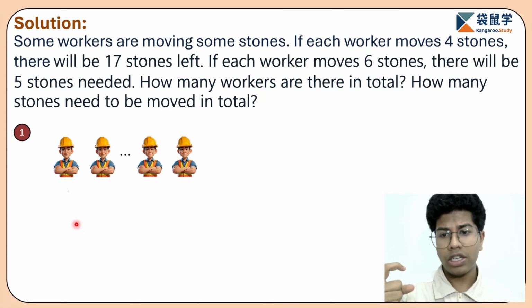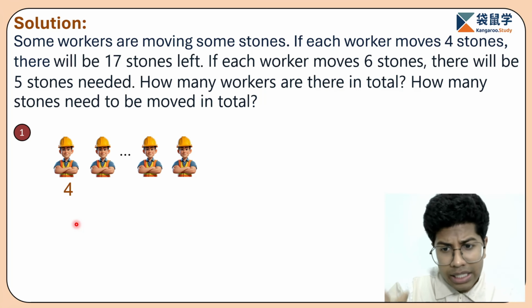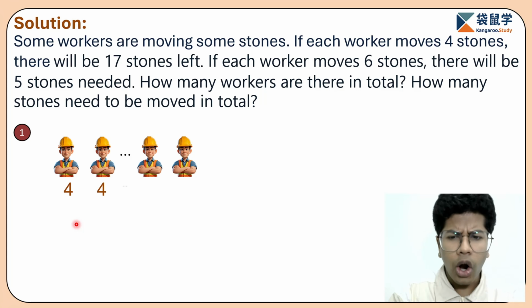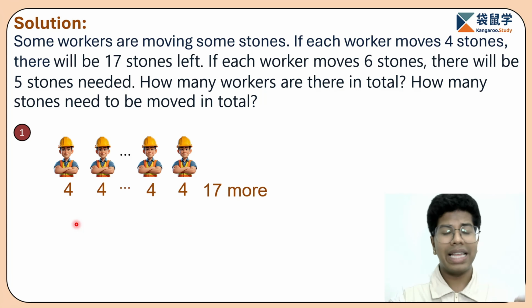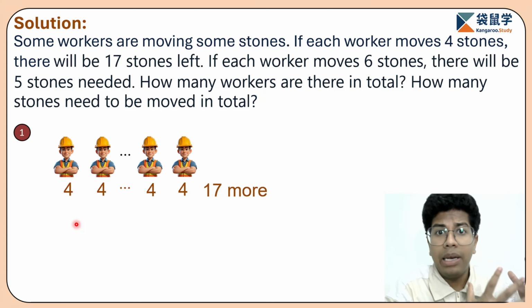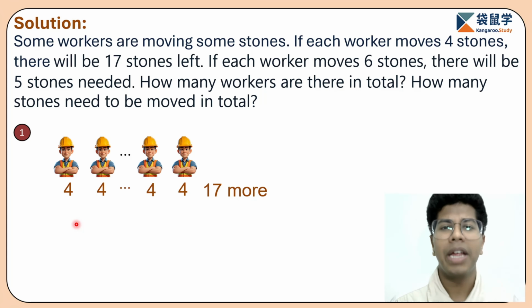So below the first worker, I label it as 4. Second one also moving 4, each one of them moving 4 stones. And when it is happening, there are 17 stones left. This means 17 more, or you can say 17 remaining.